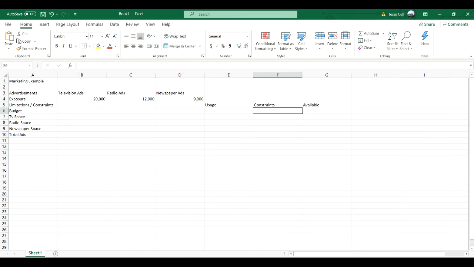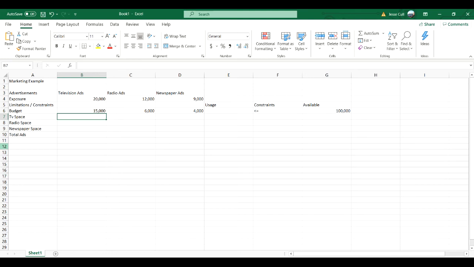And we saw from before, the first one, our budget, is the amount we pay for television ads, which is $15,000, plus the price we pay for radio ads, $6,000, plus the price we pay for newspaper ads, $4,000, must be less than or equal to 100,000. That's all we've done here.